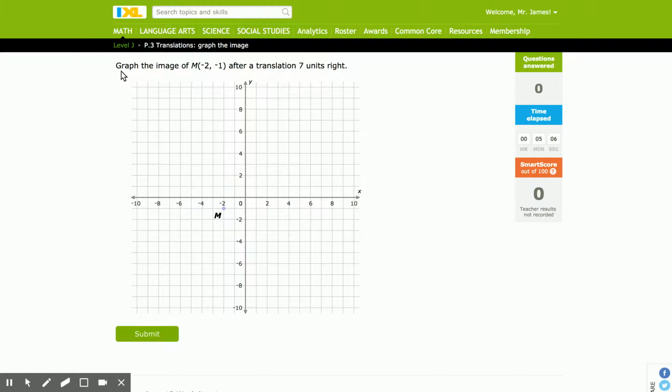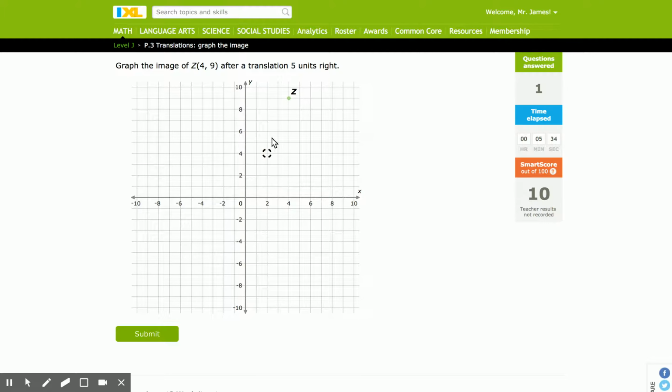So the first one says graph the image of M, which is -2, -1, after a translation of 7 units to the right. So you remember from our Quizlet that a translation is just a slide in one direction. They're telling us the direction, which is 7 units to the right. So we're going to go 1, 2, 3, 4, 5, 6, 7. Now I've created that translation.